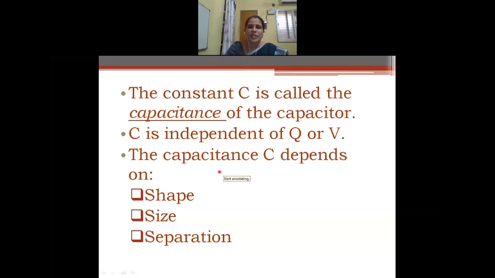Then what are the factors on which this capacitance depends? It mainly depends on shape and size. Size is also very important. And the separation between the two parallel plates. So the factors on which capacitance depends are shape, size and separation.